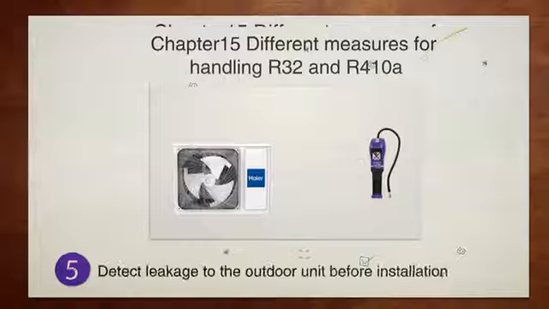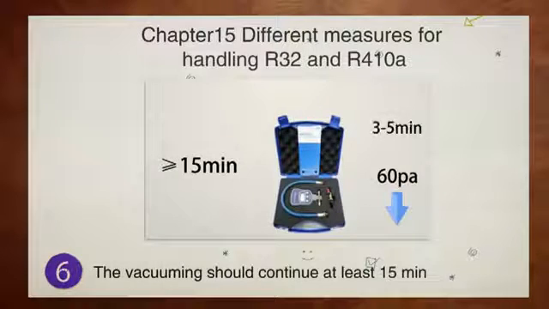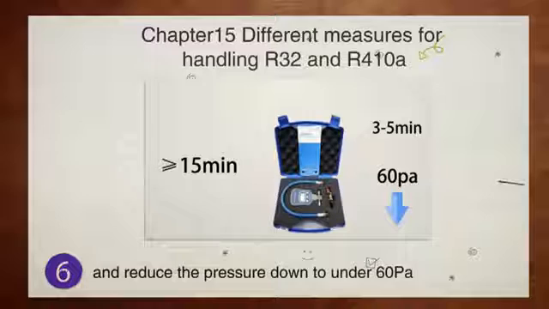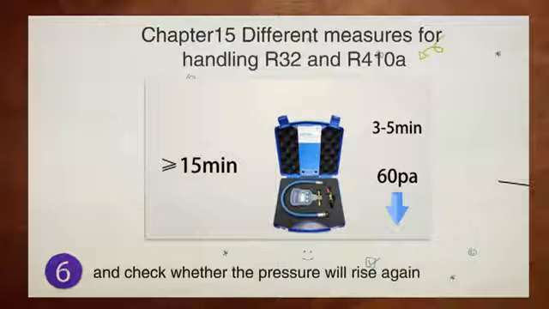Number 5. Detect leakage to the outdoor unit before installation. Number 6. The vacuuming should continue at least 15 minutes and reduce the pressure down to under 60 Pa. Then keep the vacuum gauge pressurizing to 3 to 5 minutes and check whether the pressure will rise again.